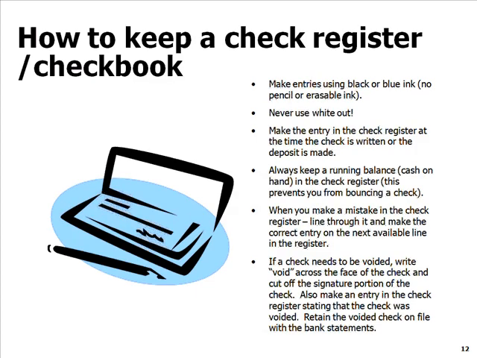How to keep a check register checkbook. Make entries using black or blue ink. No pencil, no erasable ink, no purple and green inks, and no gel pens. These are books of original entry for Social Security purposes and must have the ability to last a while. Therefore, we should always use just black or blue ink.